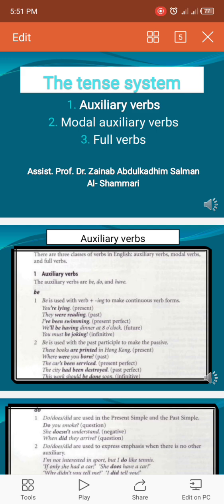This lecture is divided into two parts. In the first part of the lecture, I'm going to explain about the tense system, which contains auxiliary verbs, modal auxiliary verbs, and full verbs. As for the second part, I'm going to explain about English tense usage, which contains time, the simple aspect, the continuous aspect, the perfect aspect, active and passive.